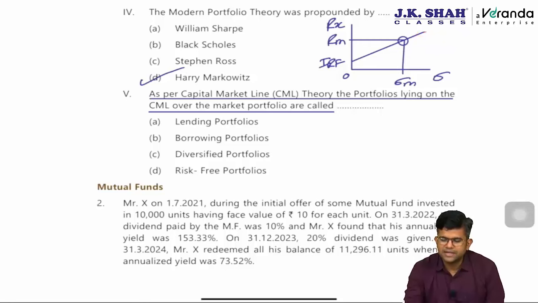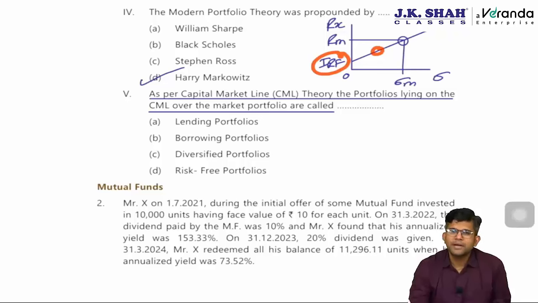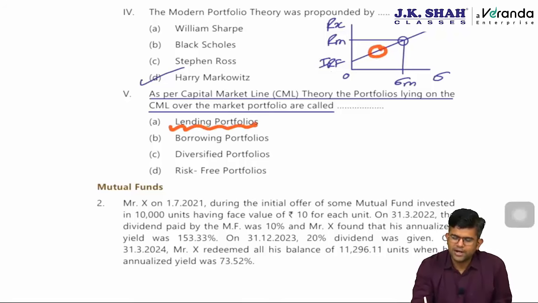Now students, please understand this entire line. If you invest entire money in risk-free bonds, you will lie here. This is your return and 0 is the risk. If you put your money half in risk-free and half in market, you will lie on the line between risk-free and market. Now, if you are putting half of your money in bonds, do you people realize you are lending money?